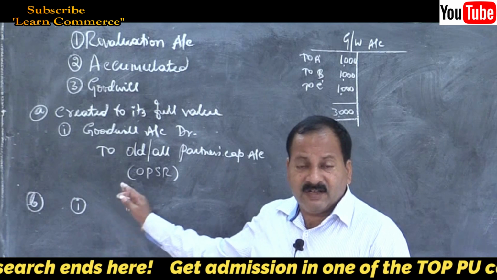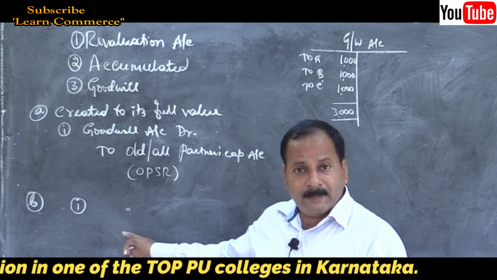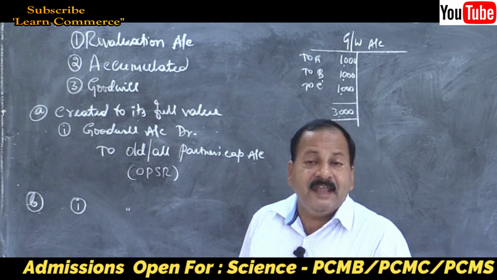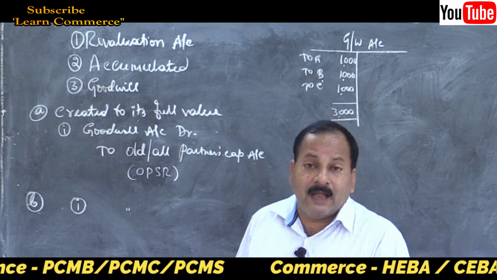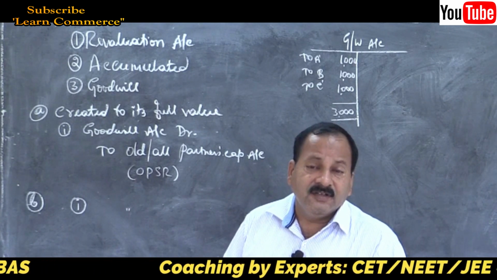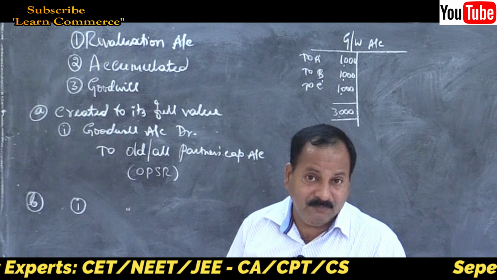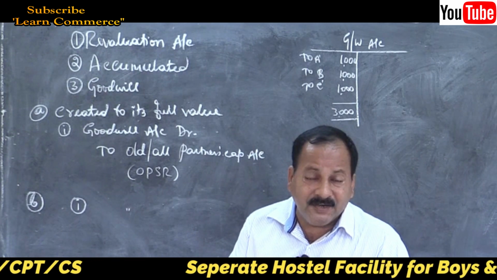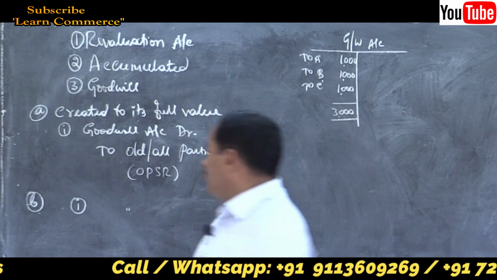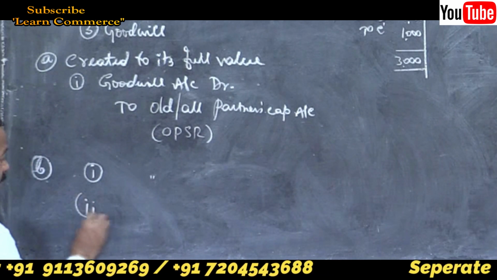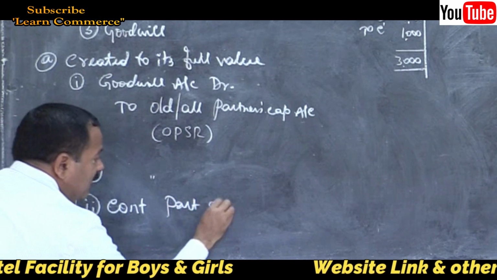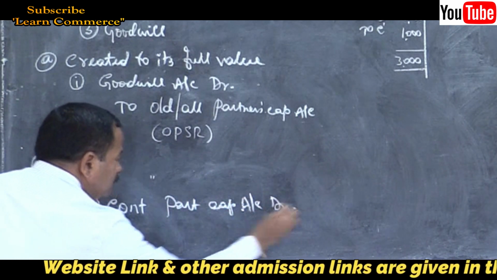That is creation of goodwill. Under the second method, we will create the goodwill, so this entry we will pass first. Then goodwill is to be written off by debiting continuing partners' capital account. Continuing partners' capital account debtor to goodwill account. The retiring partner will not come here. Remember, continuing partners means the partners who will continue the business after the retirement of the partner. So the second entry will be continuing partners' capital account debtor to goodwill account.